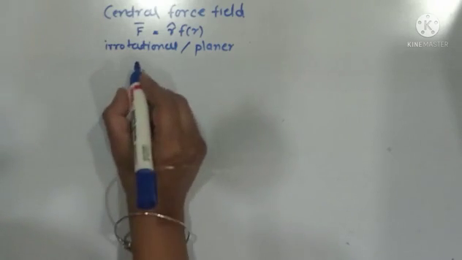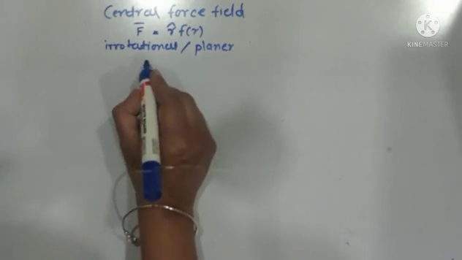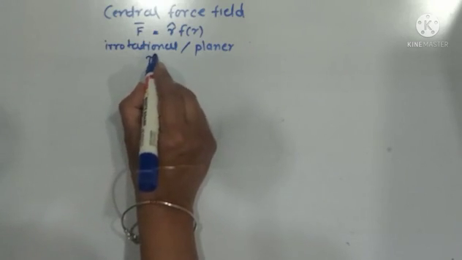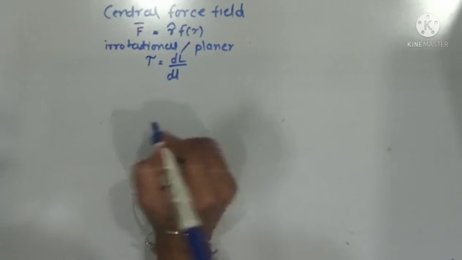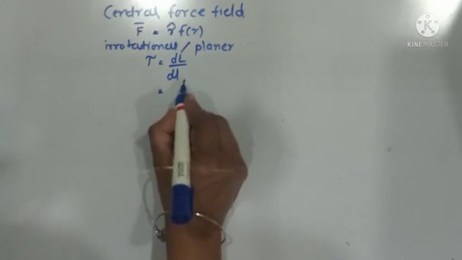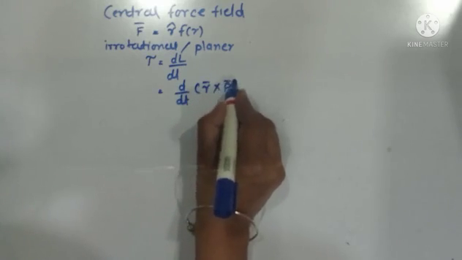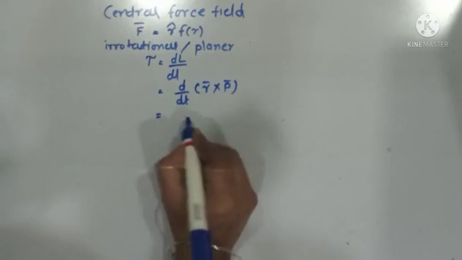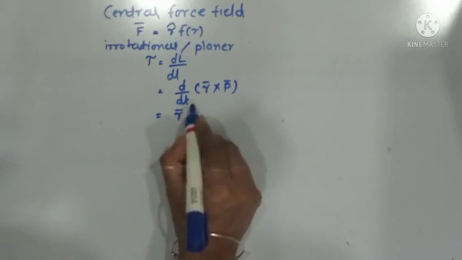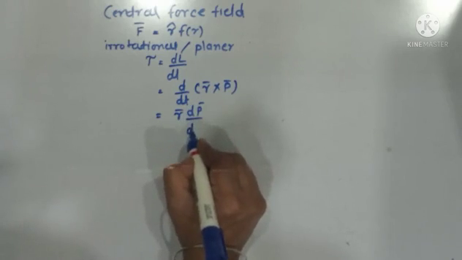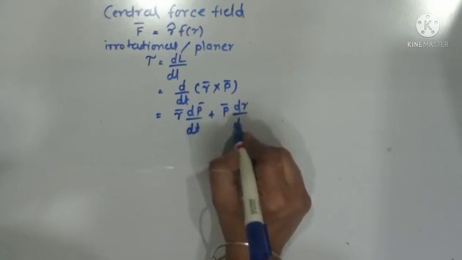What is the meaning of this? Let us prove this by this small equation. We know that tau is equal to dL upon dt, where L is the angular momentum. I can write d by dt of r cross p, where p is the momentum. When there is a multiplication, I can write r cross dp by dt plus p cross dr by dt.